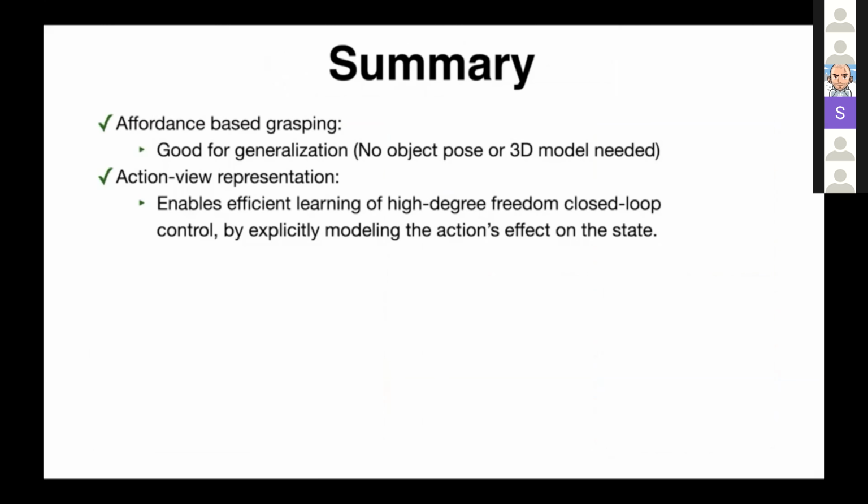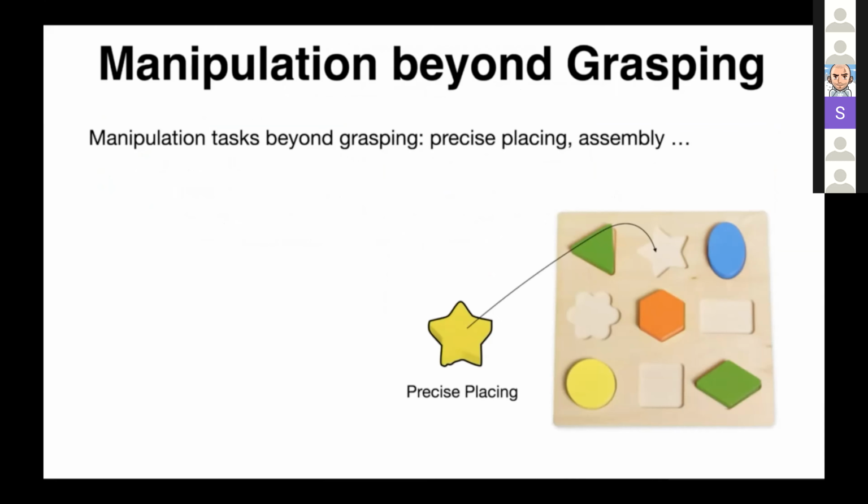So to quickly summarize, in this project, we show how we can use affordance prediction to achieve generalizable grasping, and how to use a new action view representation to enable efficient learning of high degree of freedom closed loop grasping. As we know, grasping is only part of robot manipulation, and there are many more complex tasks, such as object assembly, that require the system to not only pick up the object, but also precisely place the object into its target location.